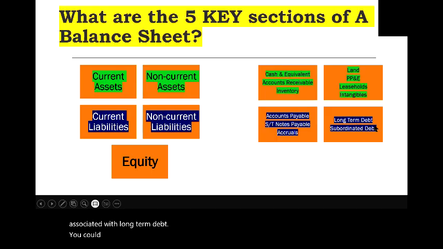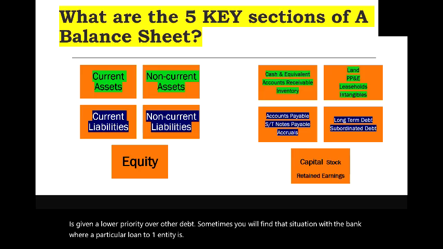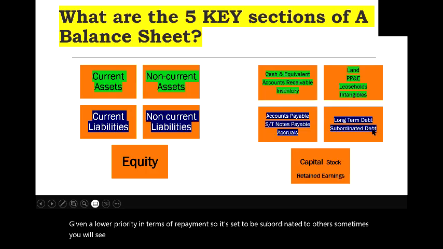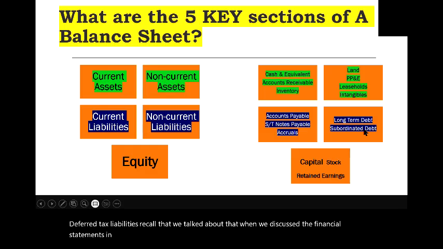You could also find there what is called subordinated debt, which would be a debt that is given a lower priority over other debt. Sometimes you will find that situation with a bank where a particular loan to one entity is given a lower priority in terms of repayment, so it's said to be subordinated to others. Sometimes you will see in this category deferred tax liabilities. Recall that we talked about that when we discussed the financial statements in chapter 5.